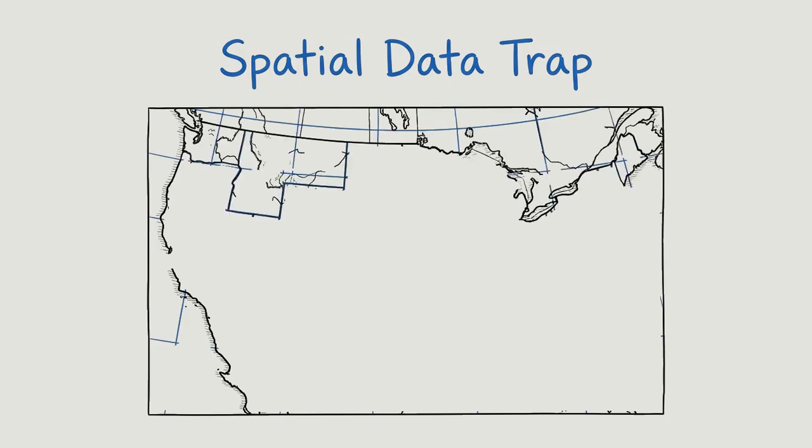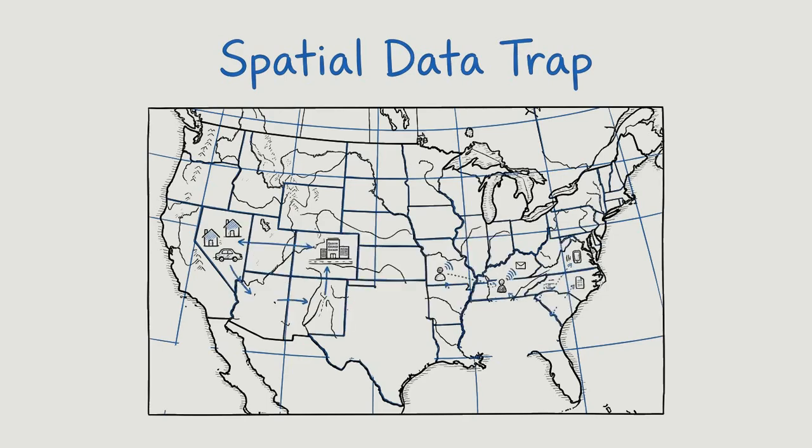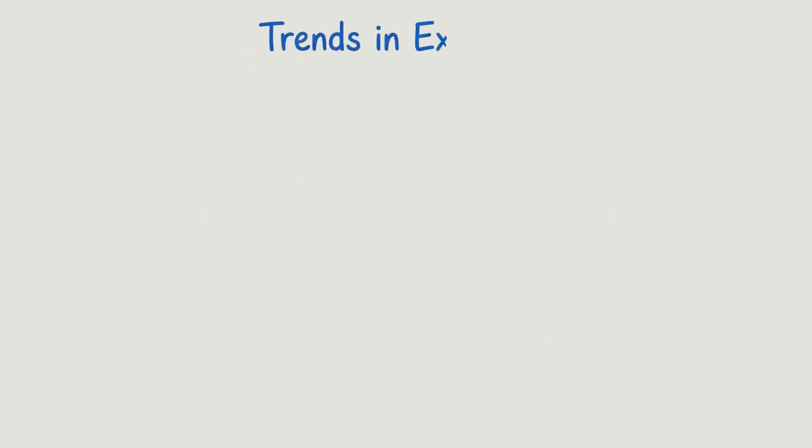Spatial data introduce another trap. If you test thousands of grid cells independently, many will appear significant by chance. You must account for multiple testing, or better yet, estimate trends on spatially aggregated series or with hierarchical models that share information across space. Extremes require a different mindset.